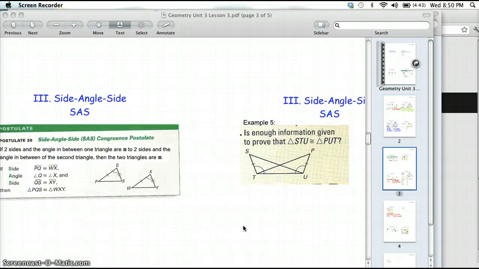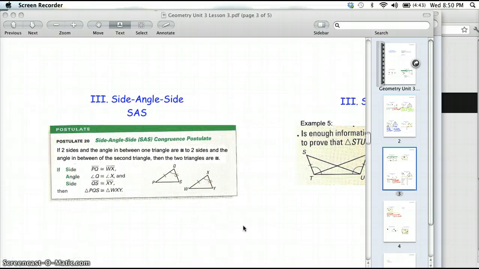Okay, so the next one that we're going to try to prove. So again, we can prove that two triangles are congruent based off the side, side, side theorem and the side, angle, side theorem. The side, angle, side congruence postulate. So side angle side, what that means is that two triangles are congruent based off of their sides and their angle. So here's an example.